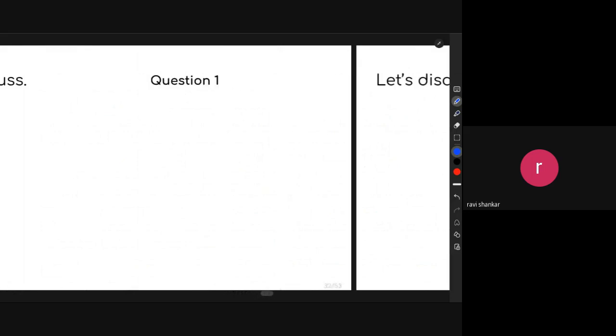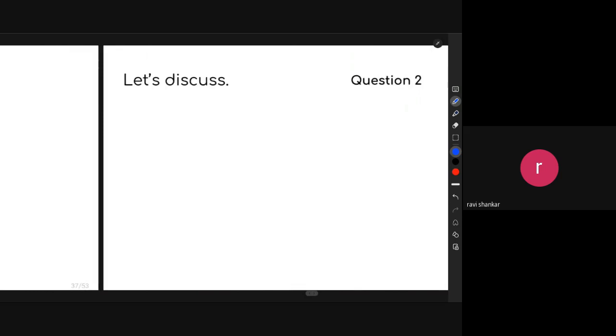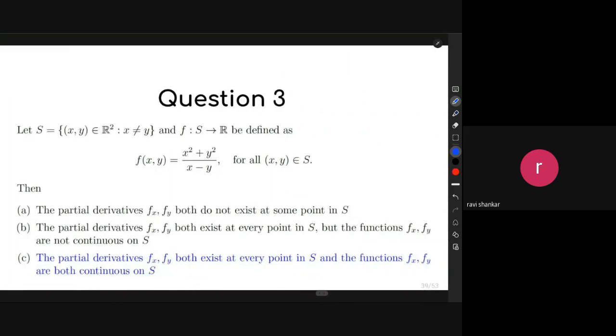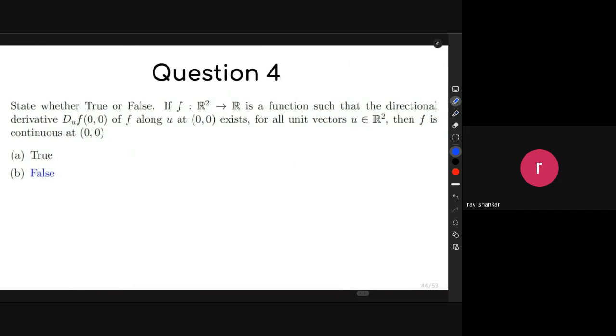Now let us discuss some more exercises on directional derivatives. The first question is to state whether it is true or false. You have a function from R2 to R such that the directional derivative of f along u at the origin exists for all unit vectors u in R2. Then f is a continuous function at 0, 0.